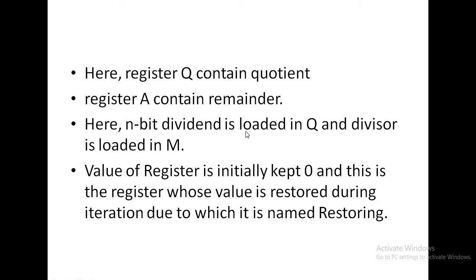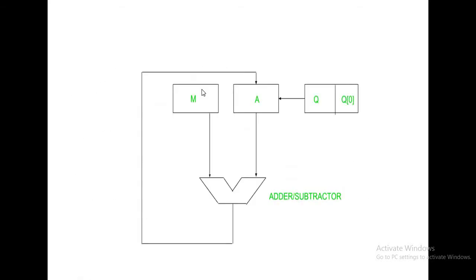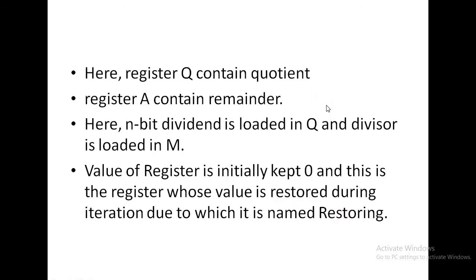Here the n-bit dividend is loaded in Q and the divisor is loaded in M. The divisor is stored in M and the dividend value is stored in Q. M is the divisor and Q is the dividend. The value of register A is initially kept as 0, and this is the register whose value is restored during iteration, due to which it is named restoring.